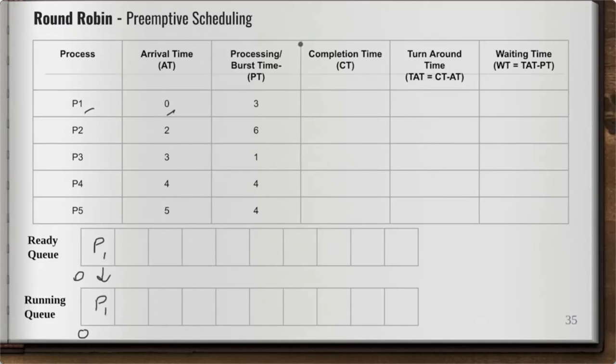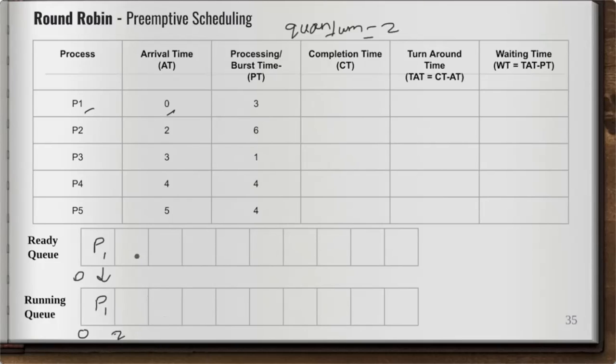Let's say that we have been given the quantum value of 2. Which means we are supposed to run each of these processes for 2 units only. I would say maximum 2 units, right? Because there could be a scenario where a processing time is only 1. So in that case, we can't run that process for 2 units because the duration is only 1. So maximum 2 is what we want to do. For P1, we'll run it for 2 because its processing time is 3. So it definitely can be run for 2 units.